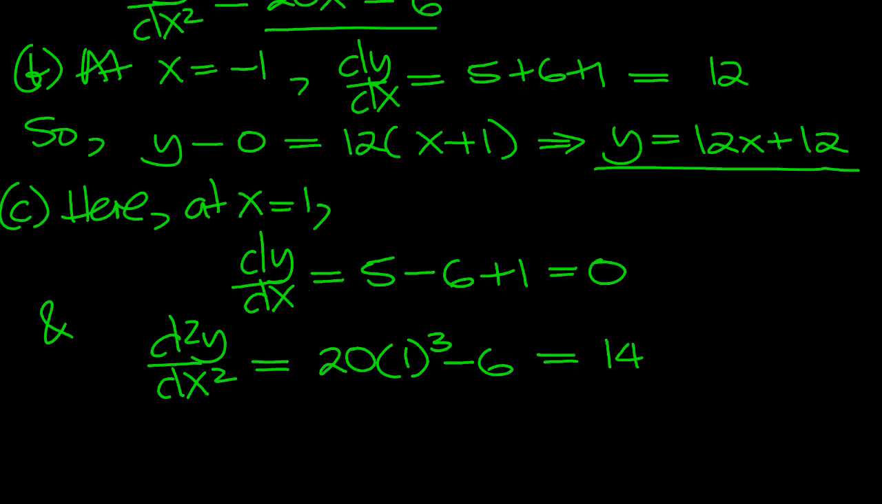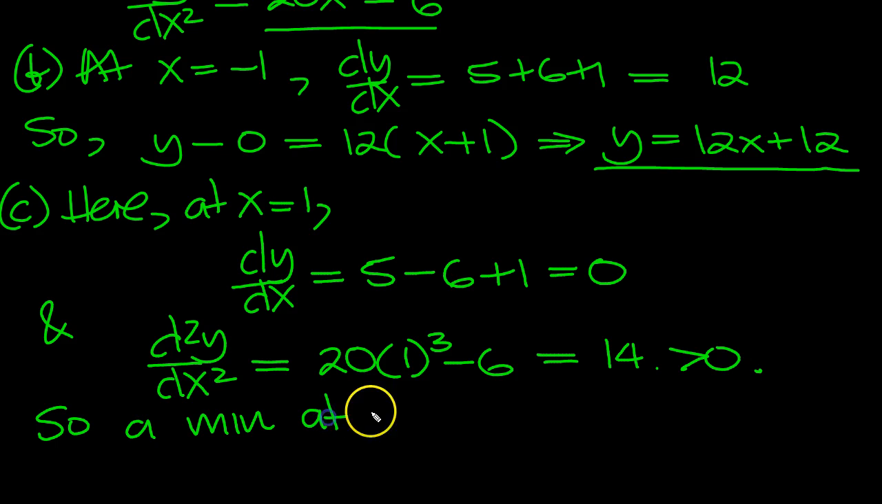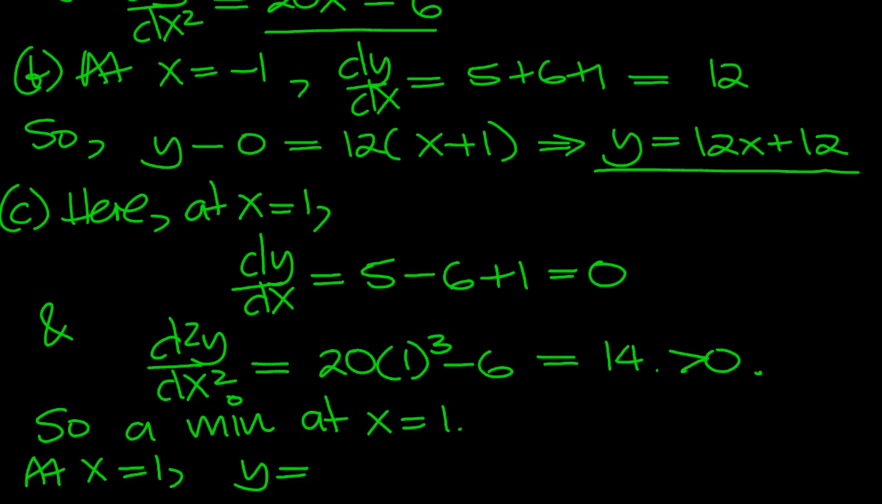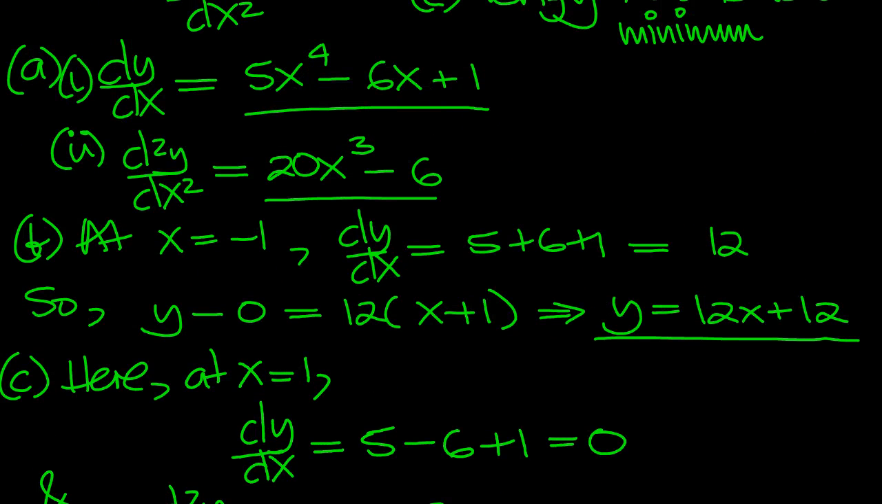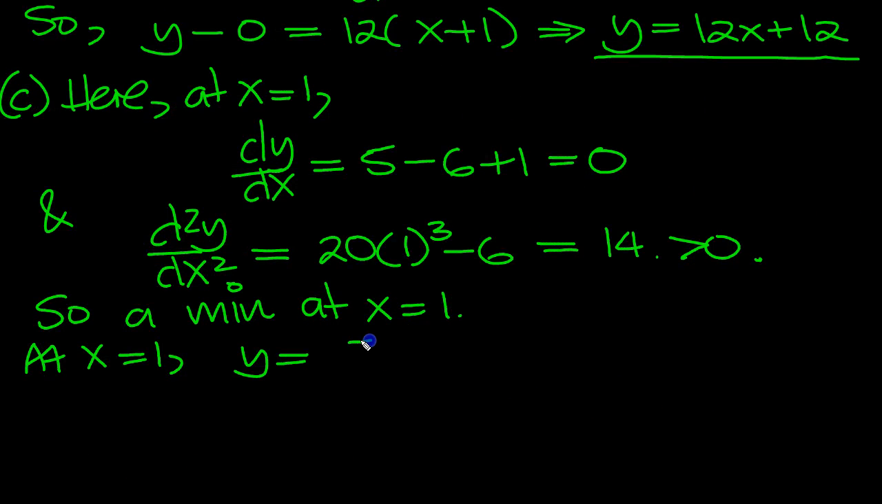Positive, so a minimum, which is greater than 0. So a min at x equals 1. So it's a minimum here at x equals 1 then. Let's just verify the y value. What does y equal? Well, we've got our original equation. Here, 5x to the 4 minus 6x plus 1.